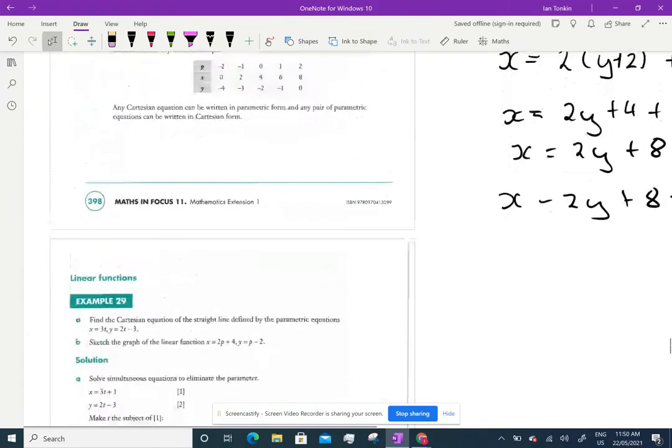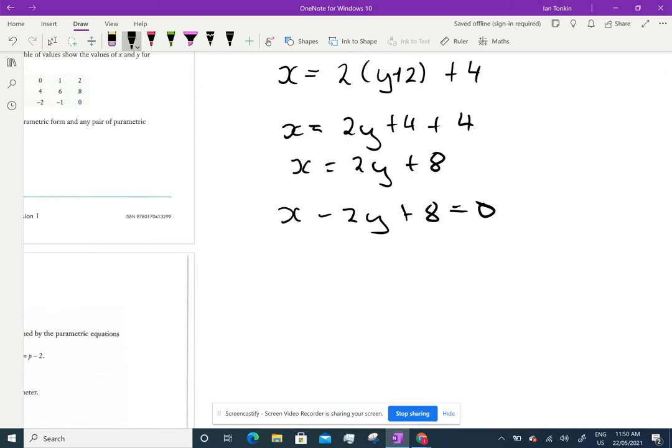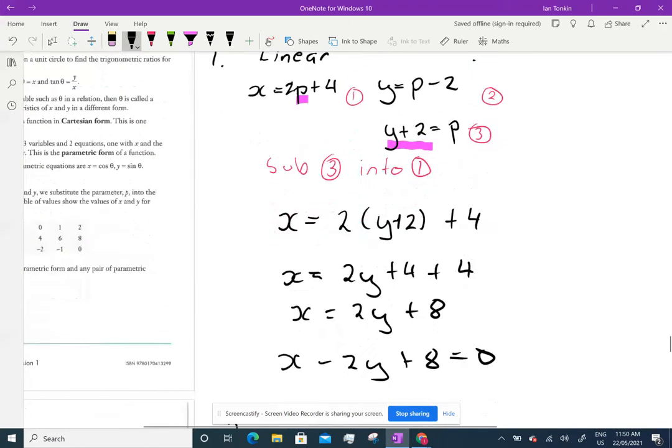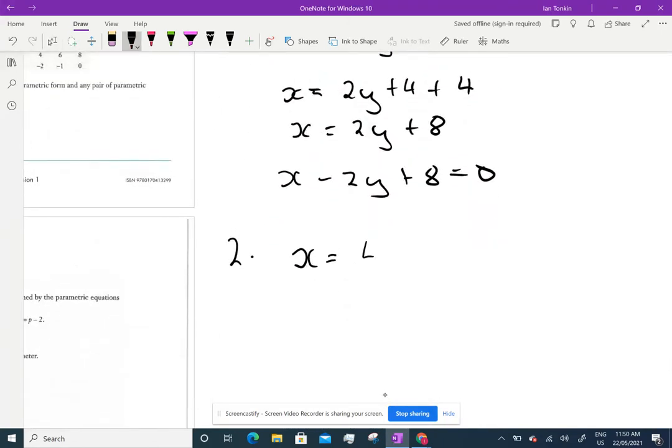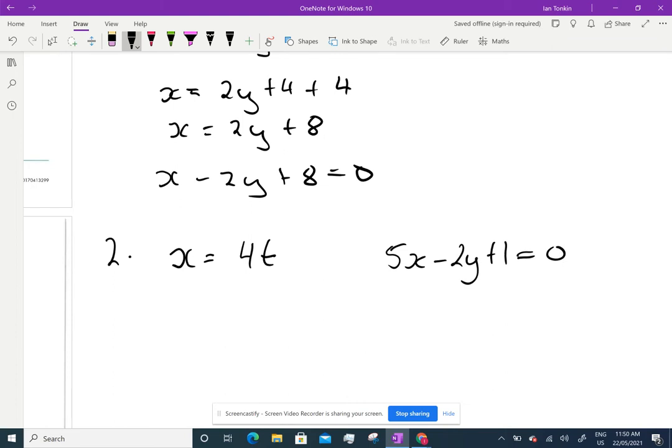So imagine, and it's going to come up in the questions, let's say we've got x equals, so this is number 2. That's example number 1. x equals 4t. And then we've got this equation 5x minus 2y plus 1 equals 0. Now that's the Cartesian form, the general form of an equation. And again, it's just simple solving simultaneous equations. I'm going to sub 1 into 2.